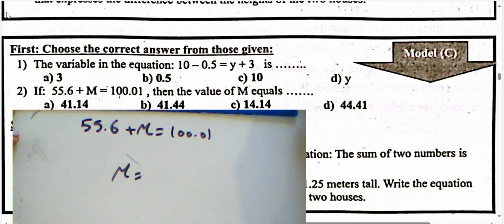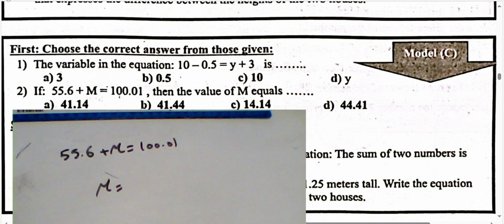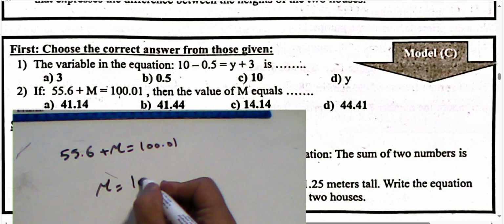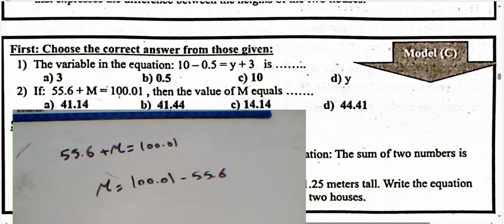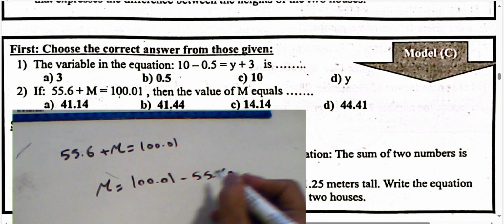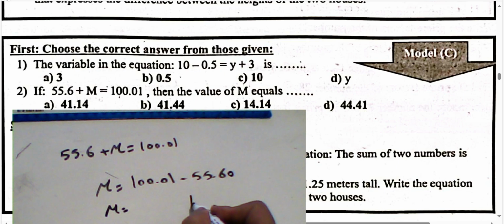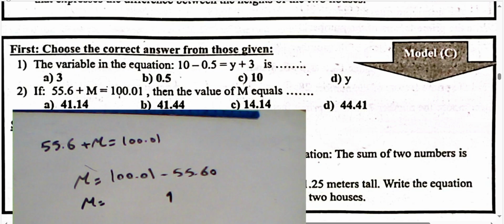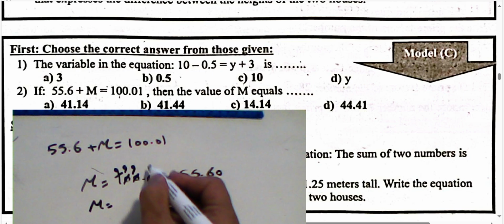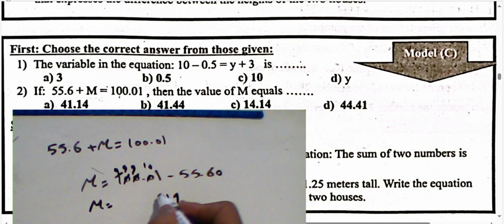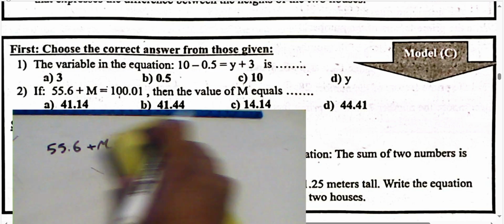We can find the difference between two numbers. Write 100 and 1 hundredth subtract 55 and 6 tenths. We must align the decimal parts here. Put 0. 1 minus 0, 1. 0 minus 6, we can't do it, so we must put 1. It will be 0. 10 minus 1, 9. It will be 10. 10 minus 6, 4. 9 minus 5, 4. Then the answer will be 44 and 41 hundredths. Letter D.